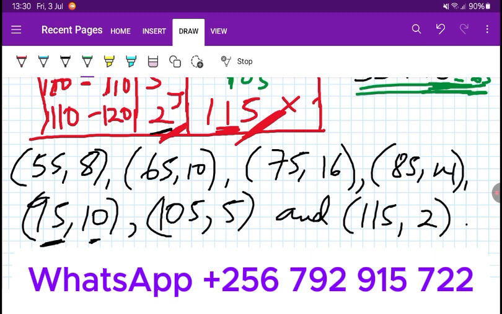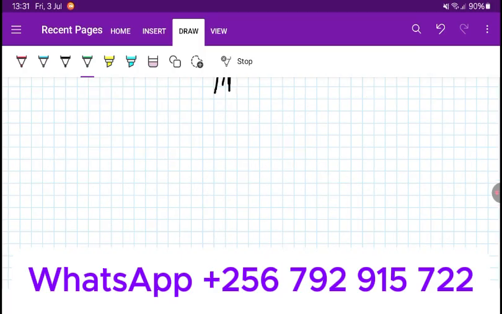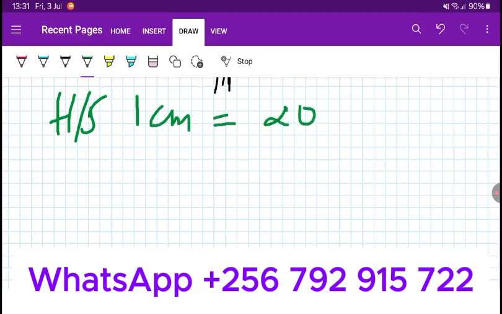Of course, if you look at the figures that we have on the x-axis, that is the horizontal scale. So we get our horizontal scale, and we've seen that the highest value on the x-axis is 115. So we can use maybe 1 centimeter to represent 20 units. So that one small square is equivalent to 20 out of 5. That would be 4 units.